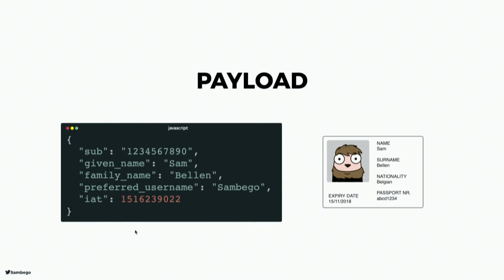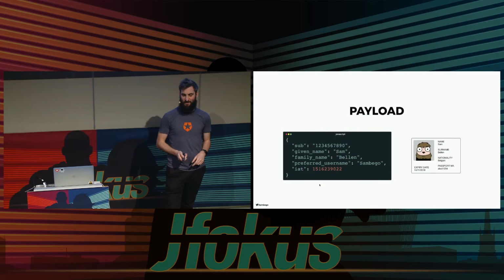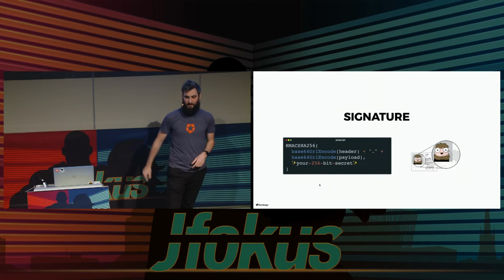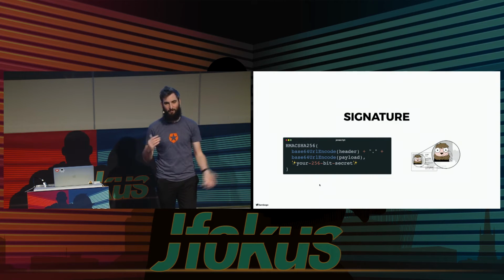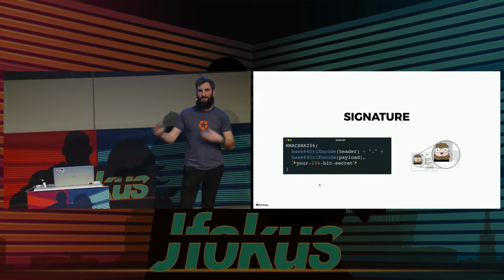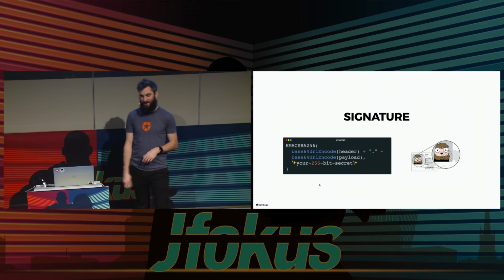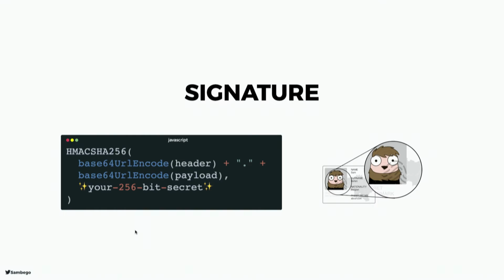Your payload, same thing. The inside of your identity card or of your passport, my name, my surname, my nationality, the same thing can be inside of a payload of a JSON Web Token. When it expires, for instance, as well, I didn't put this in this example, but that's a nice thing to put inside as well. And the signature is somewhat comparable to UV light protection on these passports. So you could say that a JSON Web Token is more or less a passport.